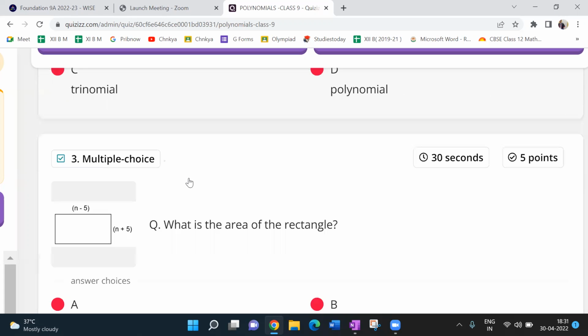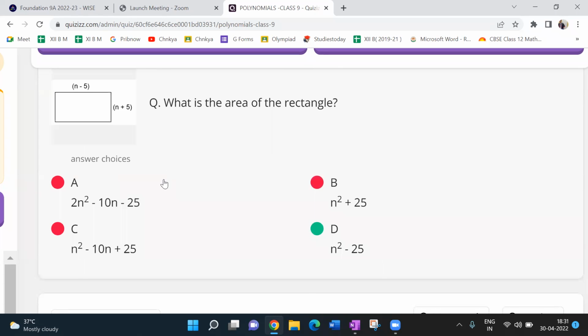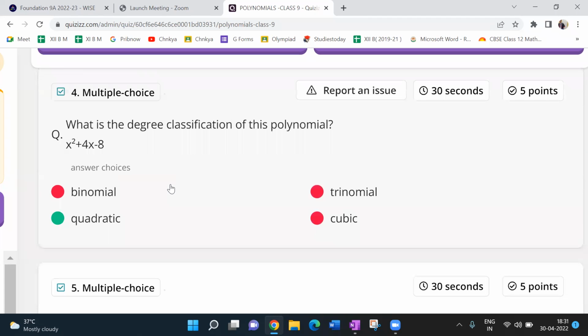Next. What is the area of the rectangle? Where is beta? What is the area of the rectangle? Length into breadth. Sir, it's n square minus 25, sir. n minus 5 into n plus 5. So option D, n square minus 25. Sir, it's a square minus b square. Exactly. And 5 square is 25, sir.